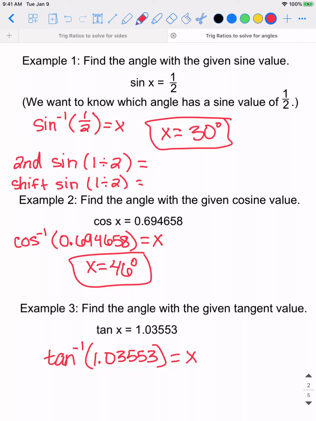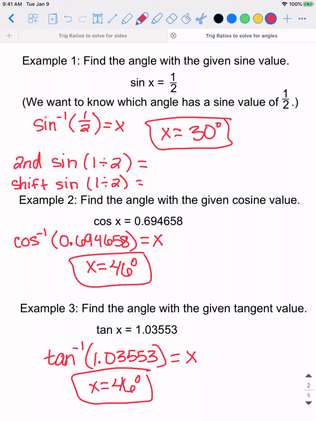And when we type that into the calculator, second tangent 1.03553, we get 45.9999, okay, which ends up rounding our angle measurement to 46, that's not a 6, 46 degrees. There we go. Write down the right number.